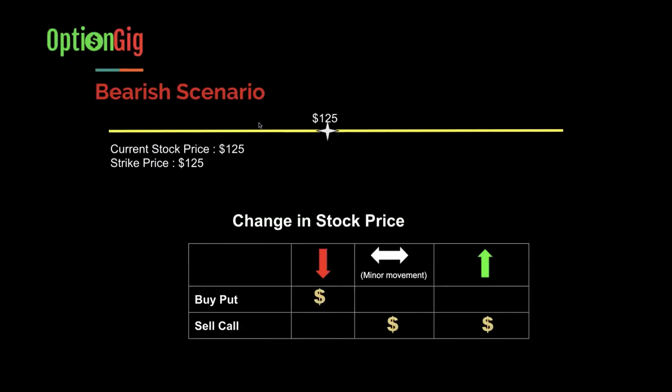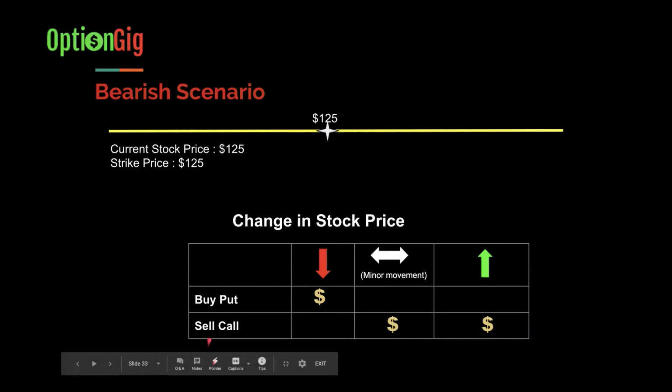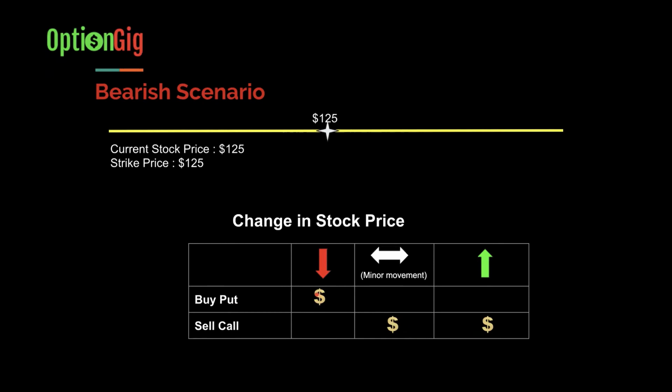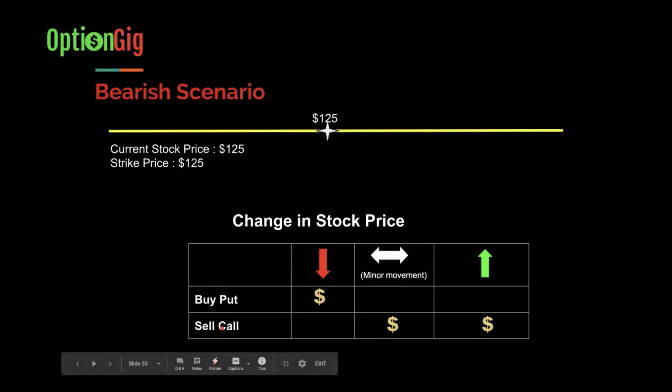For a bearish view, the stock is at 125 and you take a strike price of 125. If you buy a put as an option buyer, you only make money if the stock goes lower. But if you sell a call, you make money even if the stock doesn't move at all, or it has a minor movement against you, or if the stock goes higher.